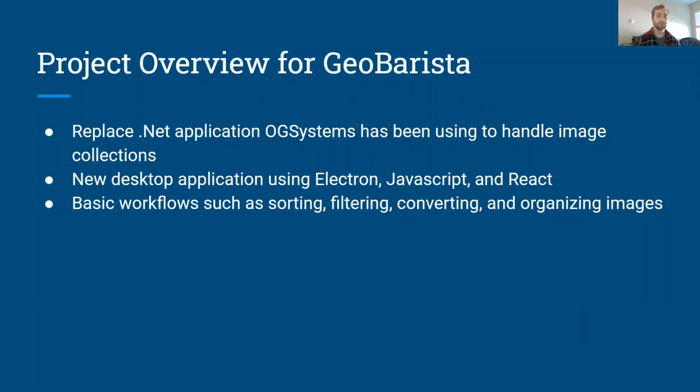We used Electron, which is a framework that easily allows you to build cross-platform desktop applications using JavaScript, HTML, and CSS. We also use some other common web frameworks such as React, but those will be covered in more detail in a later slide. GeoBarista handles simple yet common workflows such as viewing, sorting, filtering, converting, and organizing images.